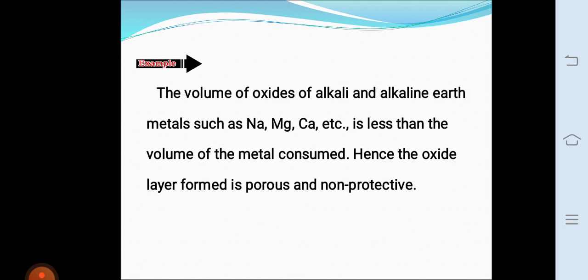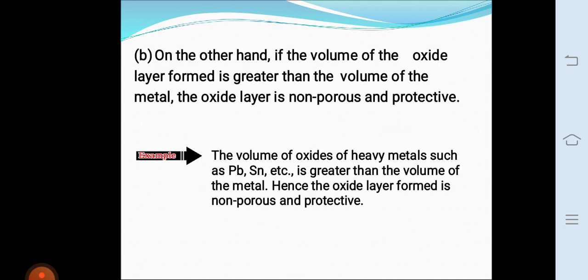On the other hand, if the volume of the oxide layer formed is greater than the volume of the metal, the oxide layer is non-porous and protective. The volume of oxides of heavy metals such as lead, tin, etc. is greater than the volume of the metal. Hence, the oxide layer formed is non-porous and protective. The ratio of the volume of the oxide formed to the volume of the metal consumed is called the Pilling-Bedworth ratio.